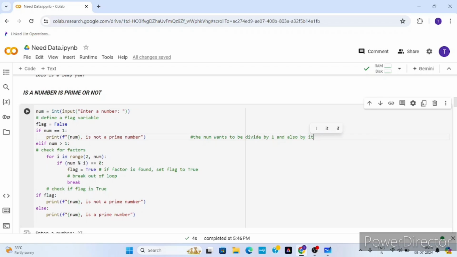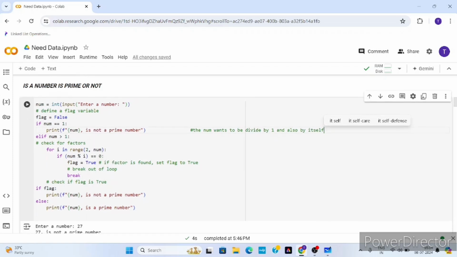This is the condition. It will be present as a prime number. Okay, so I'm just going to evaluate this: if number greater than 1, I'm just using this function, like for i in range of 2, num. We don't know the value of num. Num is the value which is going to be given by the user.